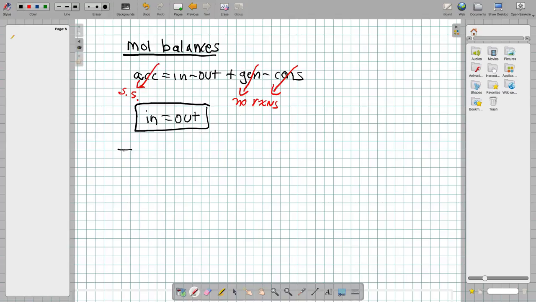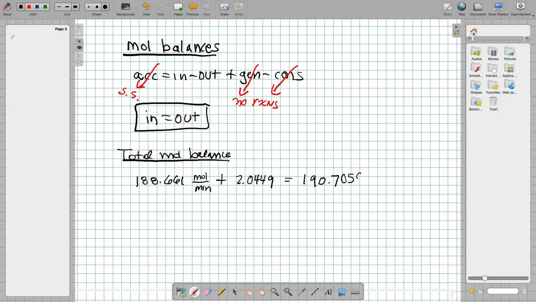So we can do a total mole balance. That's going to be the moles of CO2 coming in plus the moles of air, all in moles per minute. So we find that the moles of the gas coming in is 190.7 moles per minute.